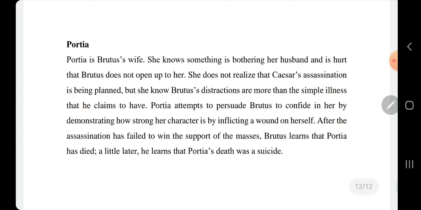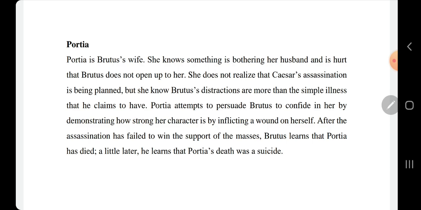We have Portia. Her role is very important. So we have two main female characters in the play. We have Calpurnia and we have Portia. So Calpurnia is Caesar's wife, and Portia is Brutus' wife. And she knew that something was wrong with Brutus, and she knew that Brutus would do something wrong, and unfortunately she couldn't know it until the last minute.